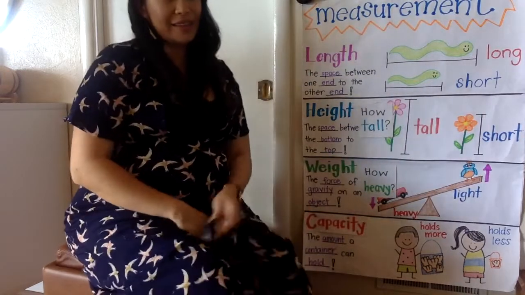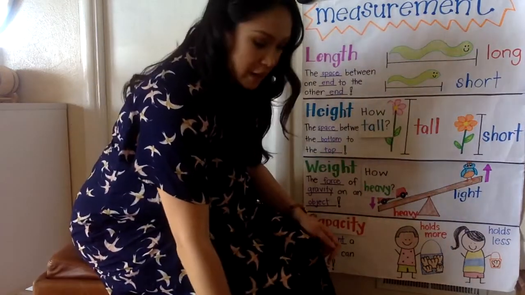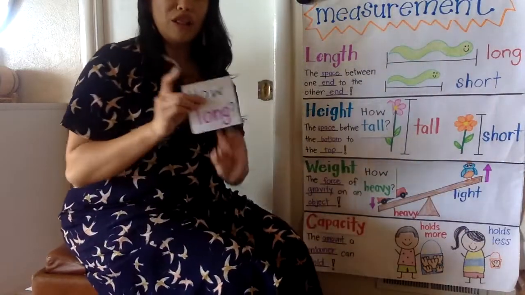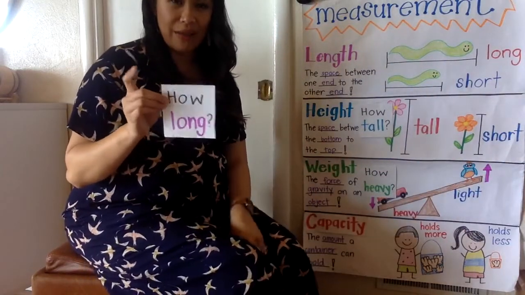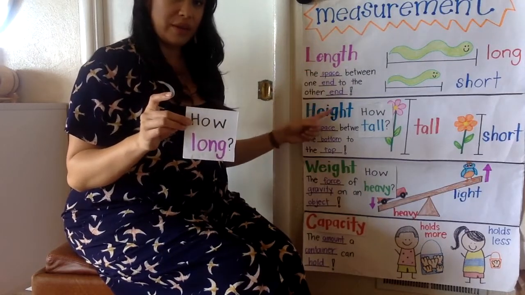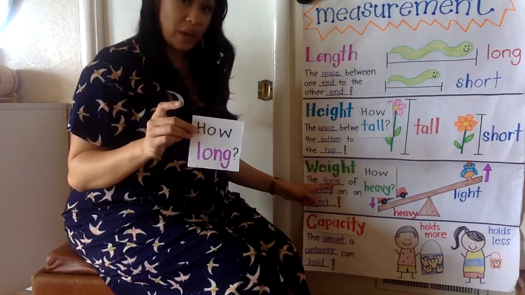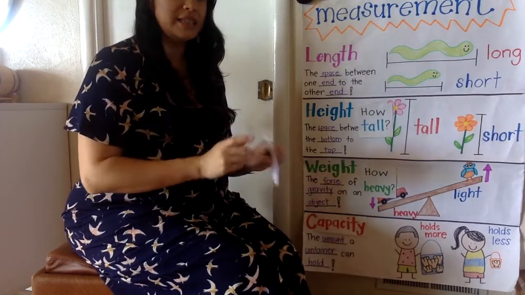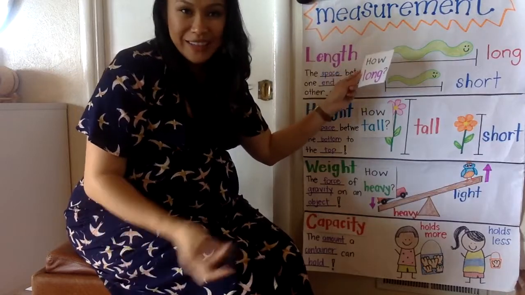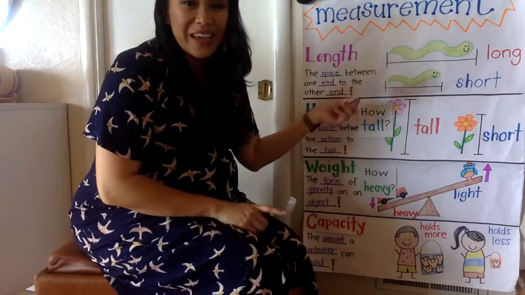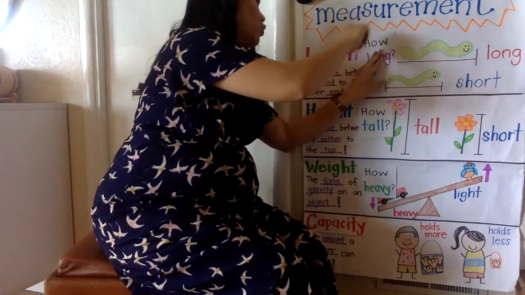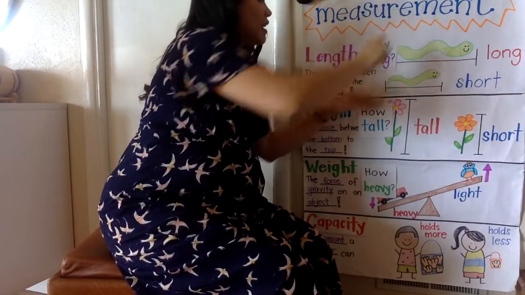Great. All right, we have two more that I need help with. If I wanted to figure out how long something is, do I want to use length, height, weight, or capacity? Tell me where to stop. Ooh, a lot of you didn't even wait for me. Yeah, we want to find out the length for how long it is. Remember, that's the space between one end to the other end.